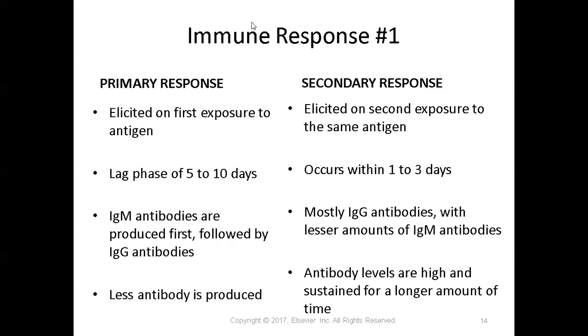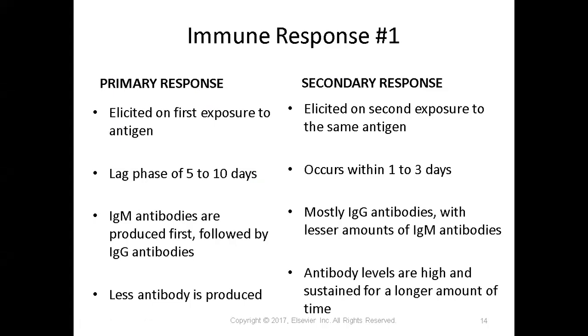So let's move on and talk a little bit more about the immune response. There is a primary response and a secondary response. We'll start with the primary response first. Primary response is how our body reacts the first time we're exposed to an antigen. There is a little bit of time, anywhere between 5 to 10 days, before our body is able to start producing antibodies in a primary response.